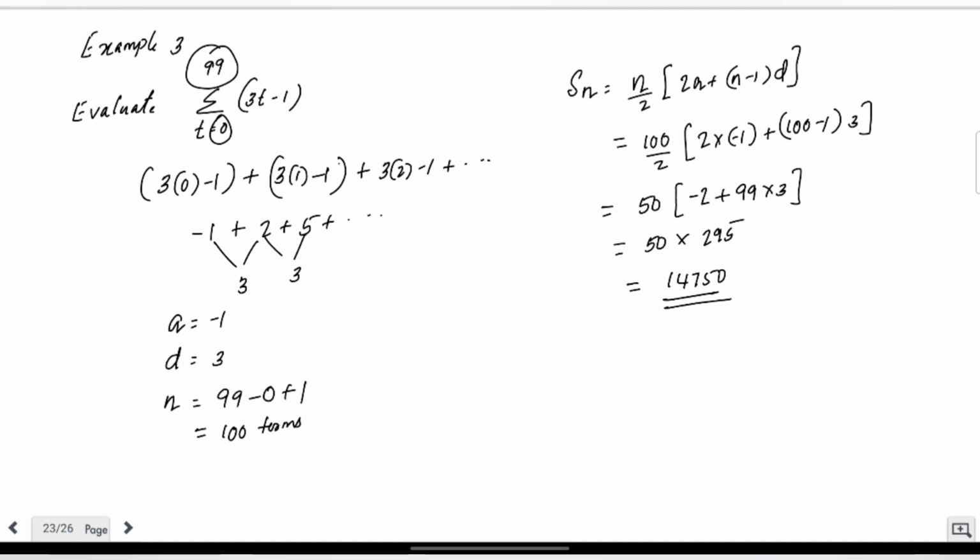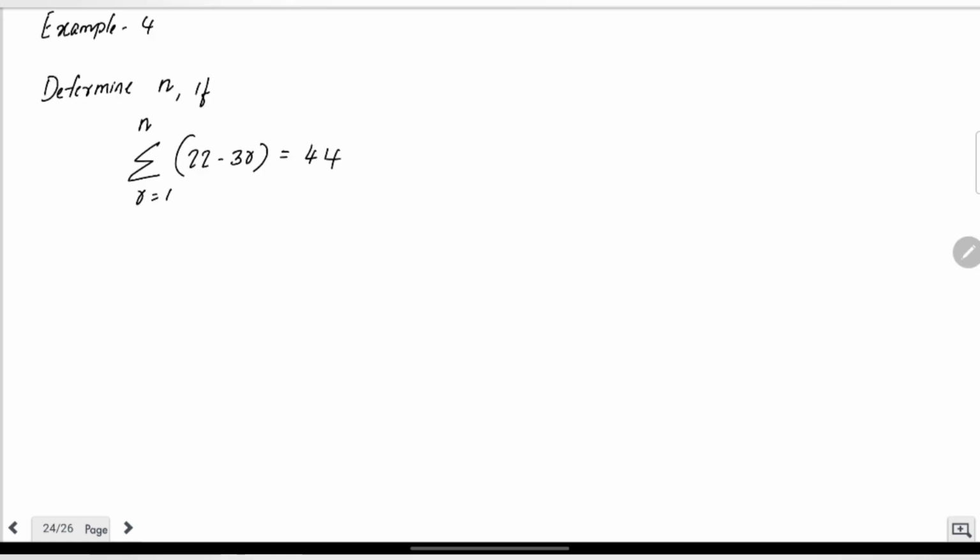Because here quite a number of terms are there, that's why I use the formula to add. Is it clear? Now we can go to the next question. Example number 4. Determine the value of n.